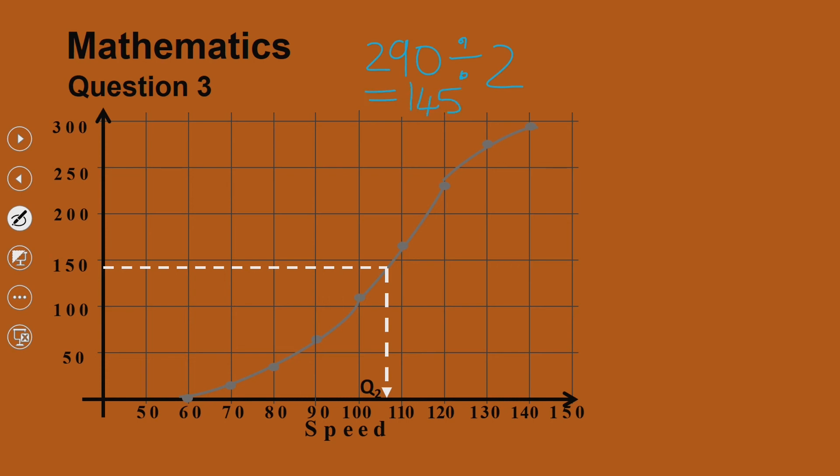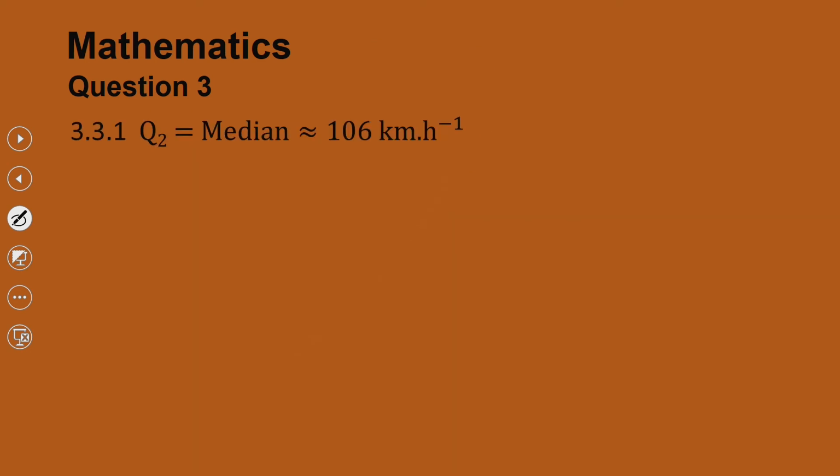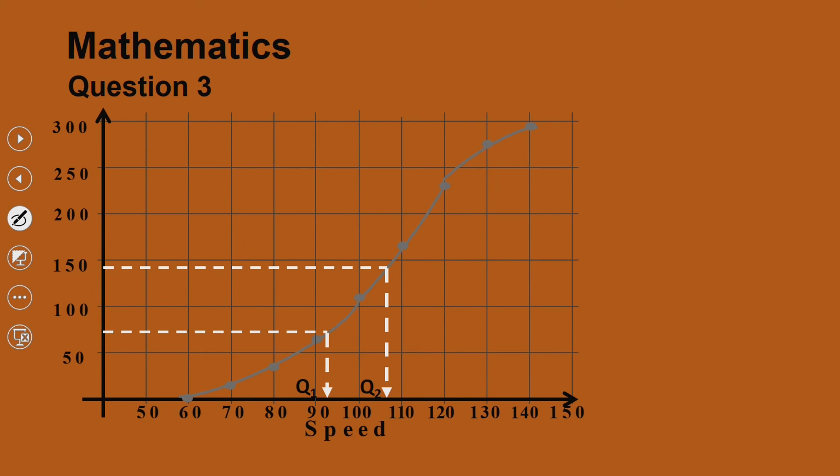145. So where is 145 on the graph? Yes, here is 145 cumulative frequency, and we jot, and then on the graph it will take us to approximately 106. Right, so our median, having used our cumulative frequency, is approximately 106 kilometers per hour. Can we do our Q1? Now that we have found the median, we can go and find Q1, which is our first quartile.